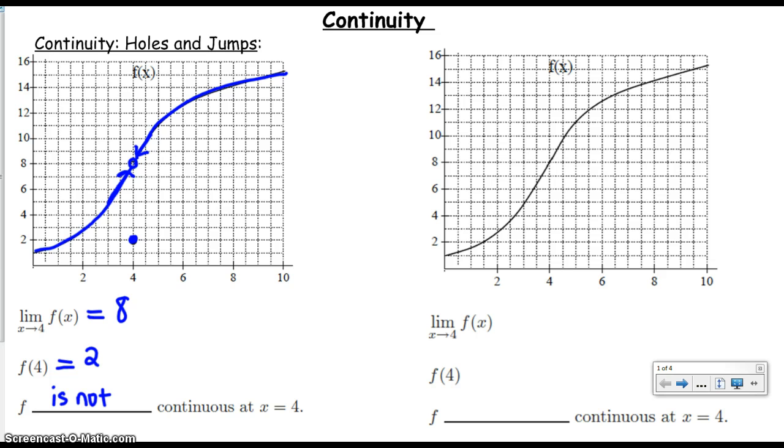In example 2 here, the limit as x approaches 4, if we look on the graph, both sides of the graph are approaching the point (4, 8), so the limit is 8. The function value is also 8 at 4 because it's a nice smooth curve, and so we can say the function is continuous at x equals 4 in this situation.